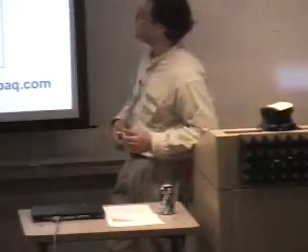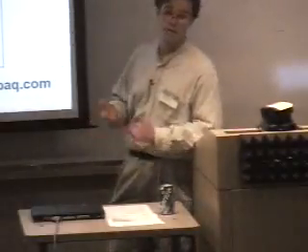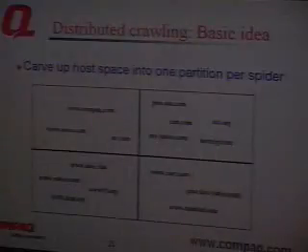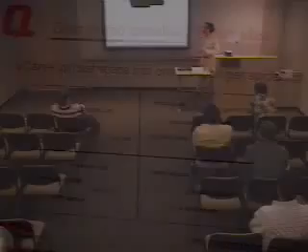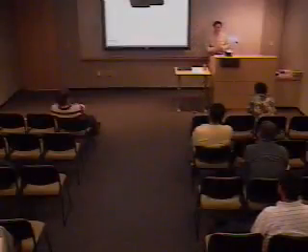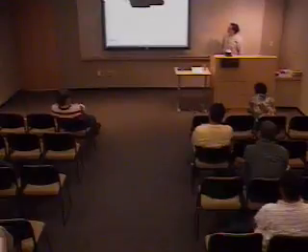Okay, now we switch over to distributed crawling. So the basic idea is that you carve up the host space into one partition per crawling node. And we do so by taking the host name, fingerprinting it, and moduloing it with the number of available crawlers. One important thing is don't use in your fingerprinting function the same irreducible polynomial, because otherwise most of the queues in the frontier implementation will be empty.